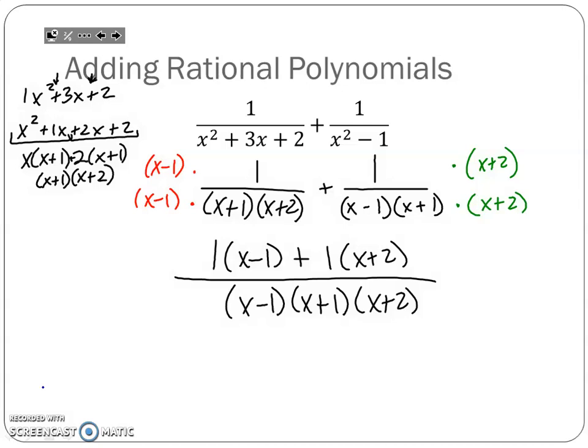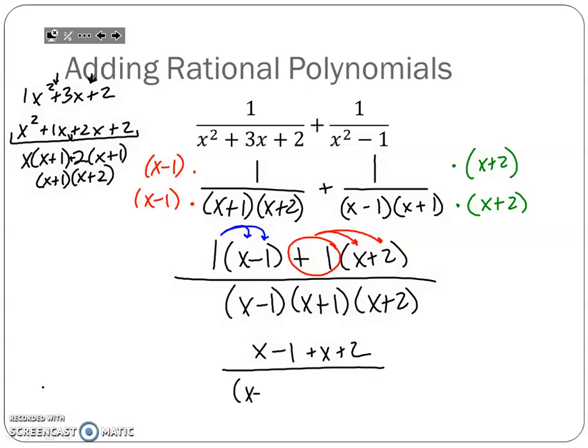Now that I've done this here, I'm going to look to distribute. Well, 1 into there, that's easy. That's just an x minus 1. Okay? This one over here, the reason that I like you guys to show this step is because sometimes this will be a minus sign here, and we forget that if that's a minus sign, we have to distribute the minus as well. Okay? So this is positive 1 times x, so I've got a plus x. Positive 1 times 2 gives me a plus 2, and that is over x minus 1 times x plus 1 times x plus 2. Okay?